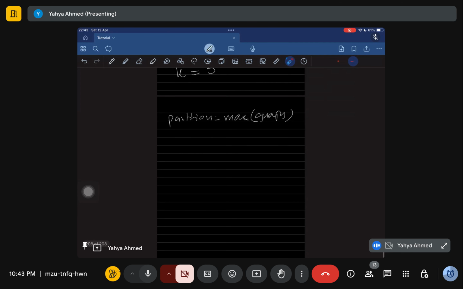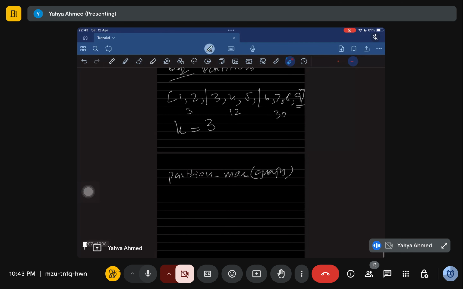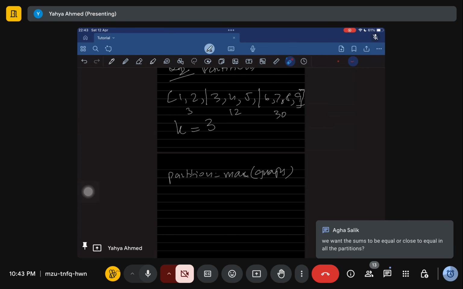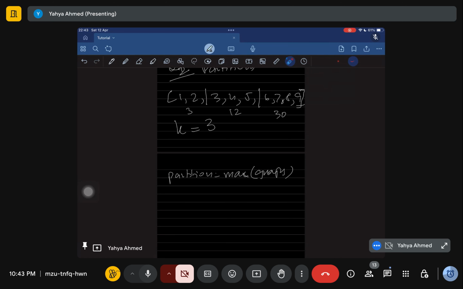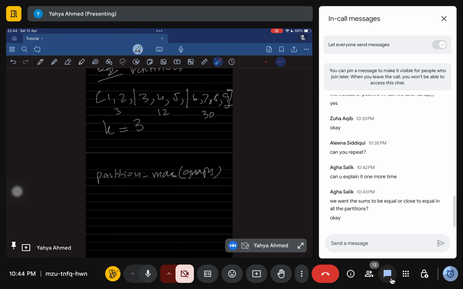But I just want to ask you, given an array, place partitions optimally such that we want the sums to be equal or close to equal. So we just want the maximum of all the sums to be as low as possible. Just think of it like that. We want the maximum of all the sums to be as small as possible. That would get you the answer closest to the fair one, closest to the 100, 100, 100.